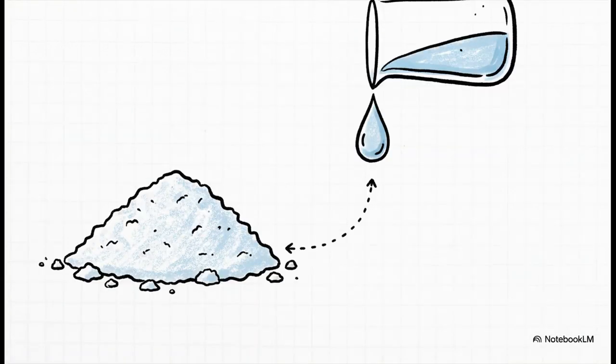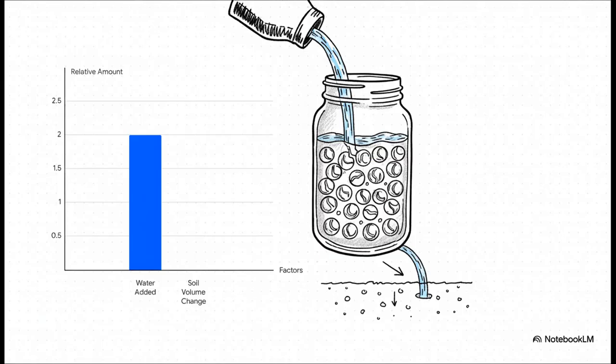So let's do a little thought experiment. Imagine we have a cup of totally dry, powdery soil. We're going to go on a journey with this sample, and we're just going to start adding water, drop by drop, and watch what happens. So you start adding water, and at first, something really fascinating happens. Or rather, nothing happens. The total volume of the soil doesn't change. Not one bit. Why not?